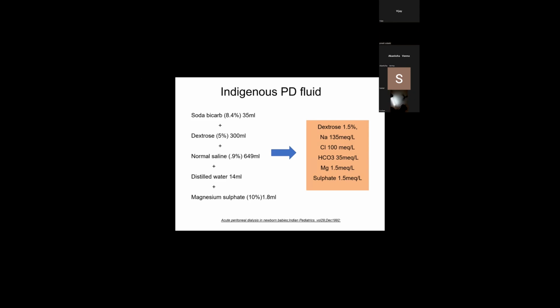This will make 1 liter of endogenous PD fluid with dextrose 1.5%, sodium 135 milliequivalent per liter, chloride 100 milliequivalent per liter, bicarb 35 milliequivalent per liter, magnesium 1.5 milliequivalent per liter, and sulfate 1.5 milliequivalent per liter. But this should be only used in emergency purposes.